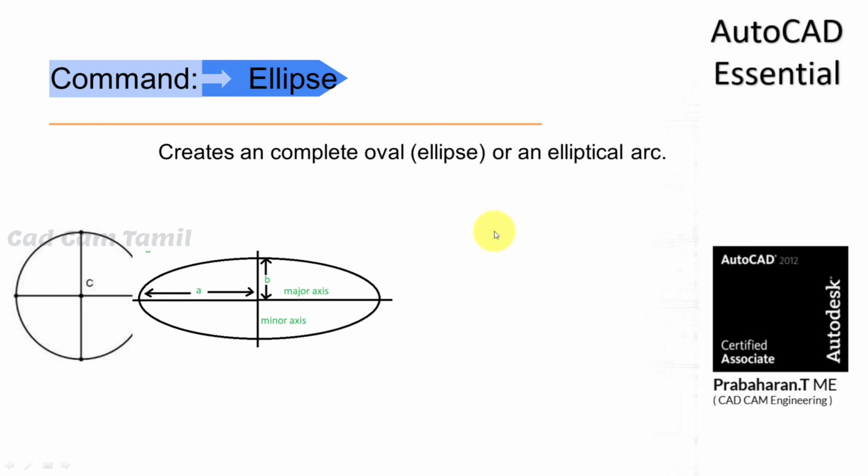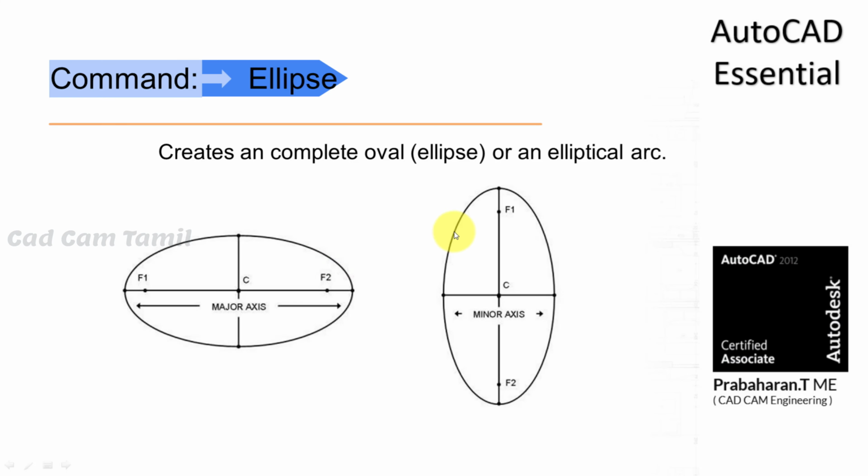Right. The difference between the major axis and minor axis: the major length may be along the x-axis or the y-axis. Comparing the x distance and y distance, whichever is maximum is called the major diameter or major axis. The other one is called the minor axis, or we can say the other axis.